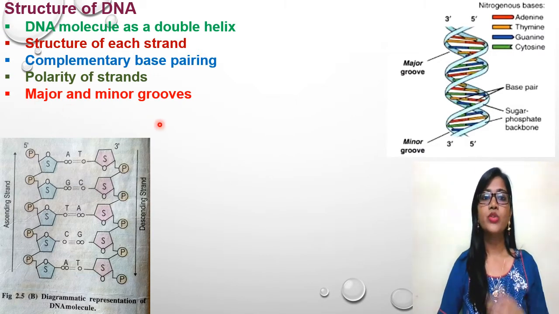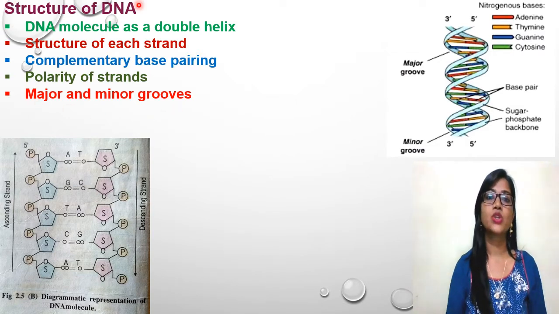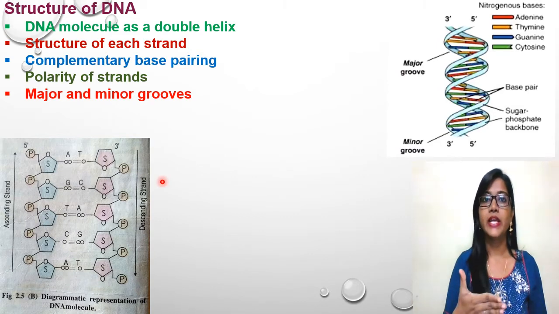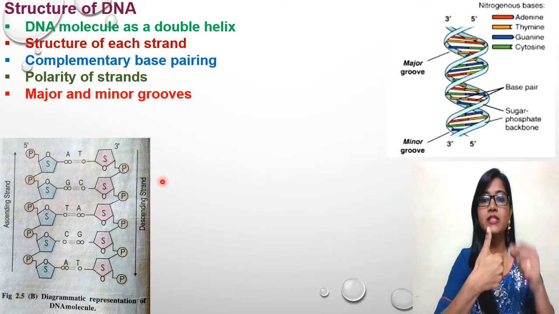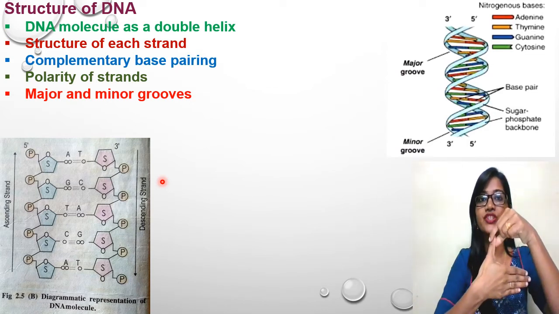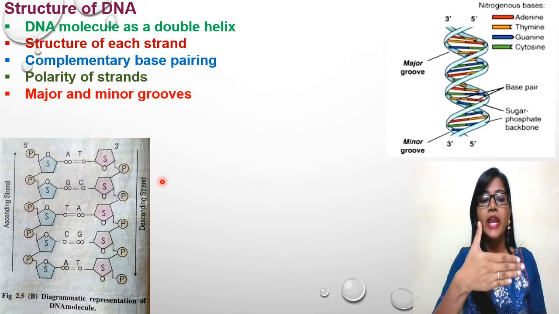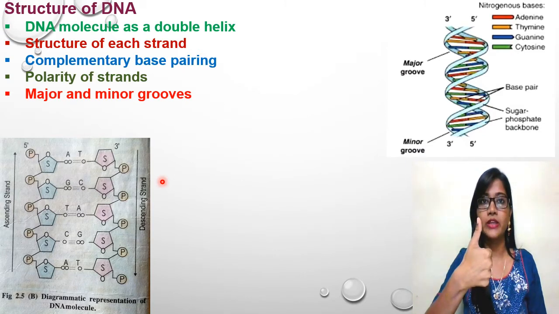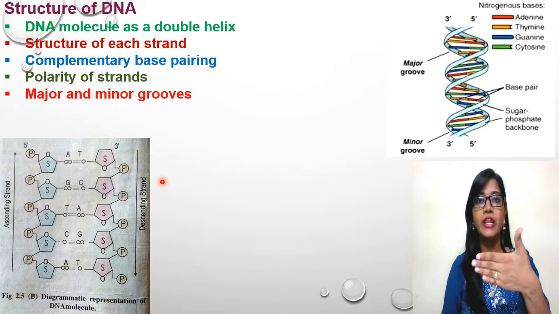So how are these grooves getting formed? This is my right hand. Try to understand it. This thumb is the central axis, the central imaginary axis, and this is the right hand. Now this is the coiling. This is a right-handed coiling, and this is my left hand.